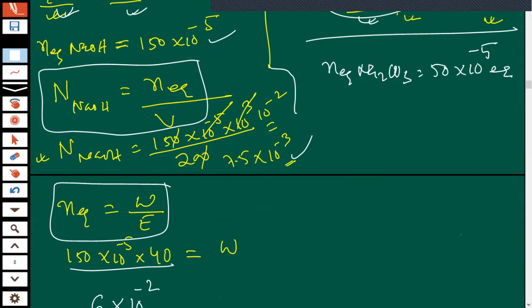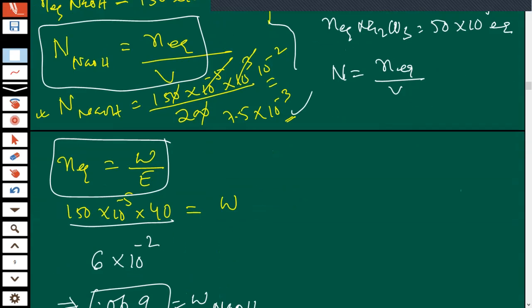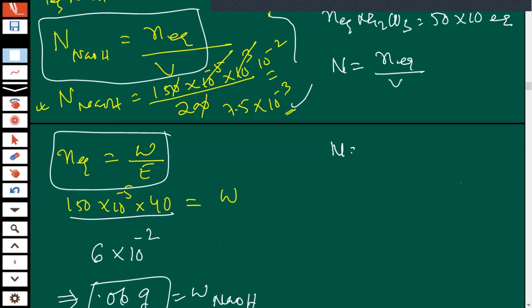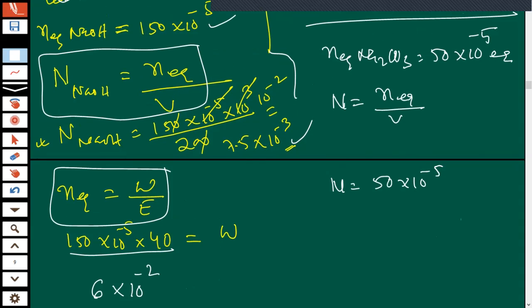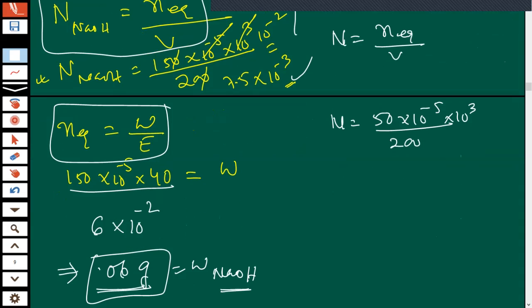Can you calculate the normality? Number of equivalents by volume, right? So normality is 50 into 10 to the power minus 5 divided by 200 into 10 to the power 3, 10 cube, because it is in milliliters, no? So we can calculate it.